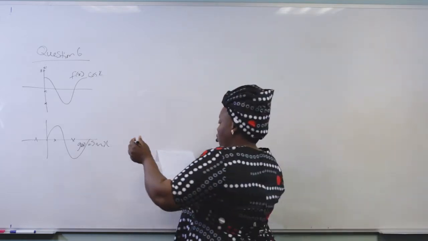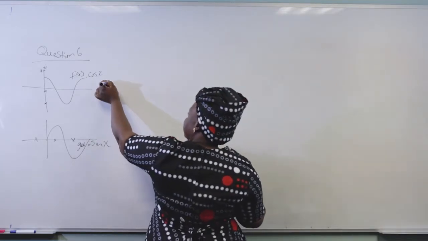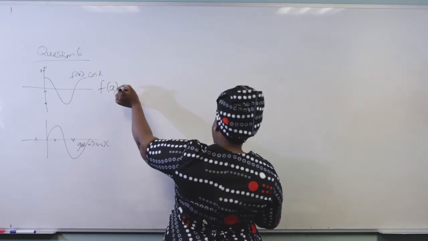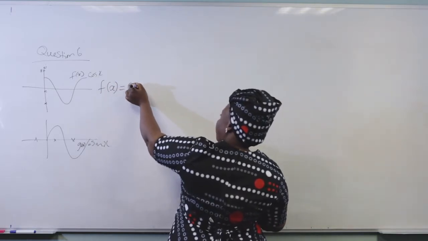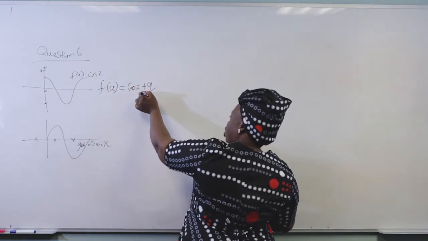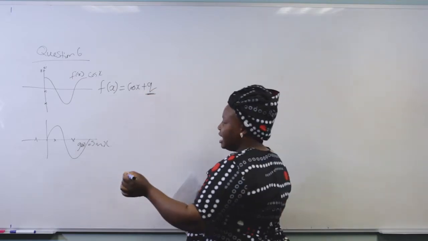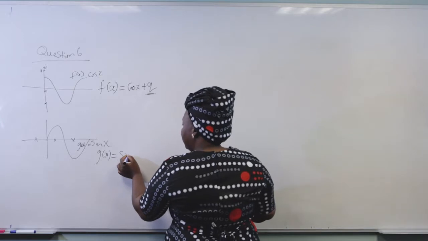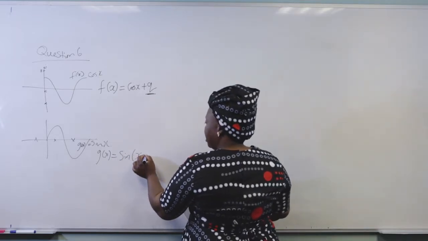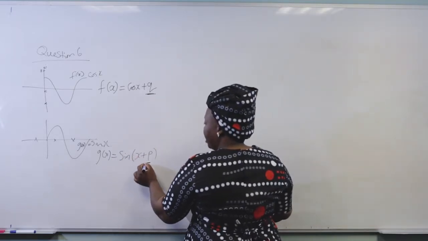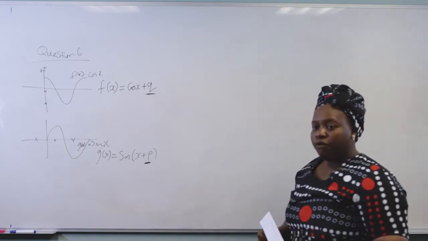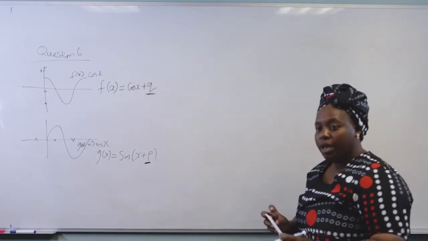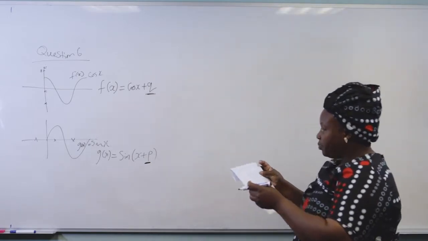Where is the p and q? This f of x in this case is f of x equals cos of x plus q. So q is what we are looking for. And the sine is said, g of x equals sine of x plus p. So we need to find out p as well from the given graph. Okay, now let's answer the question.